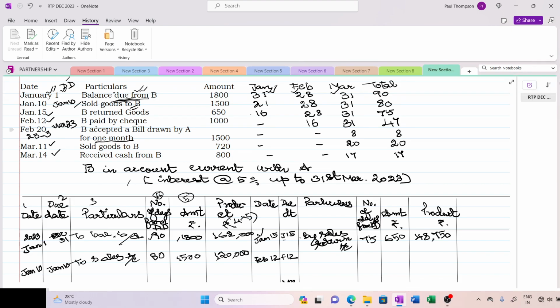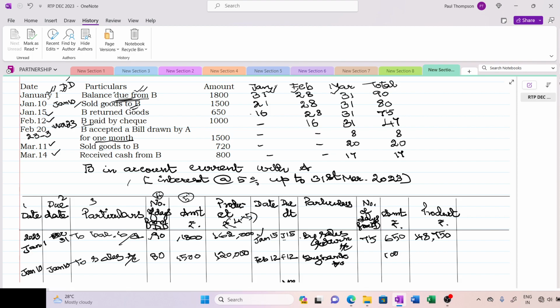Now be paid. Who paid? P paid. So he is the giver. So go to the credit side. So credit the giver, by check account. It means by bank account. He paid a check for rupees 1,000.